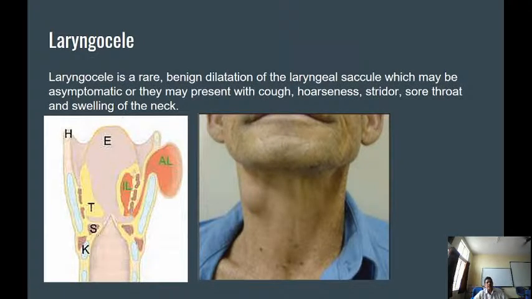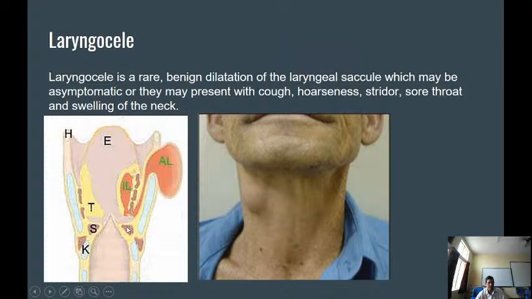Then we come to another condition which is called laryngocele. Laryngocele is nothing but a dilatation of the laryngeal mucosa. It's also like a herniation of the laryngeal mucosa, usually present in the larynx. This is the epiglottis, and that's the laryngeal inlet, and these are the vocal cords.